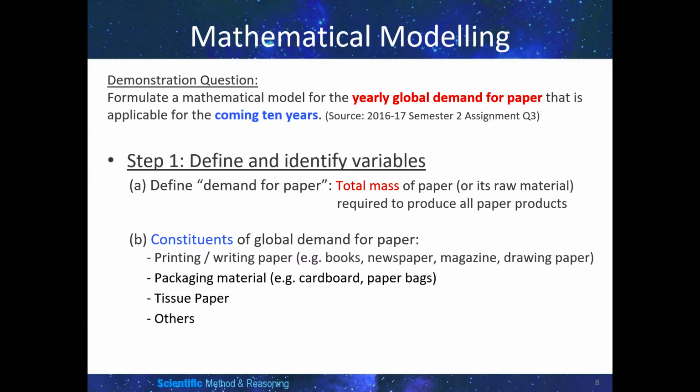And then we will need to move on to define the constituents of global demand for paper. We have 3 categories here. The first one is printing or writing paper, like books, newspaper, magazine, etc. And the second category is packaging material, like cardboard or paper bags. And the third category is tissue paper, and also others.